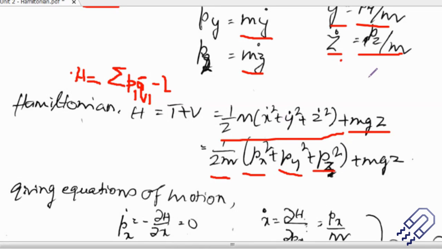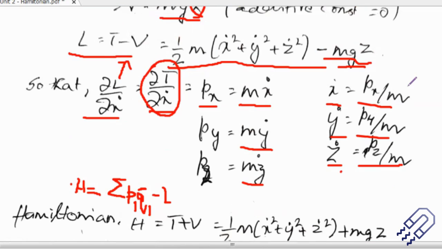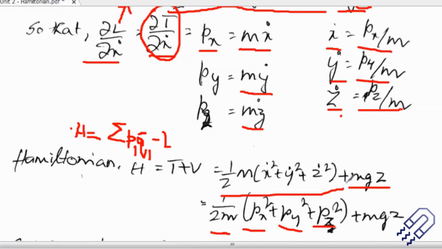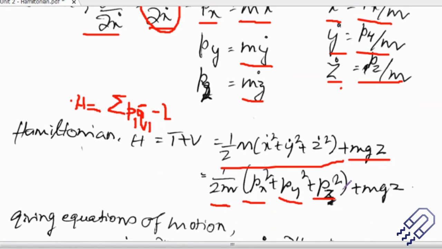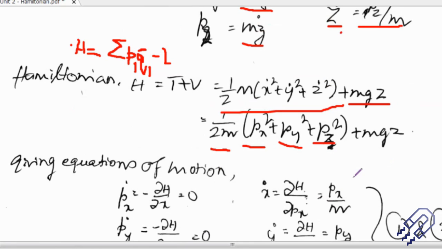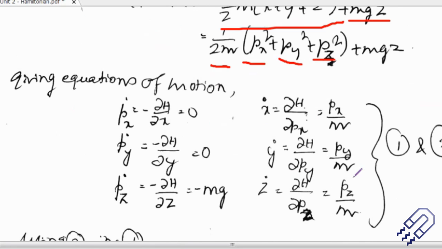Why? Because x dot, y dot, and z dot are nothing but px by m, py by m, pz by m. So you can just replace these values, okay, x dot, y dot and z dot, and we can get this answer, which is plus mgz. So I think this is very much trivial, very simple.